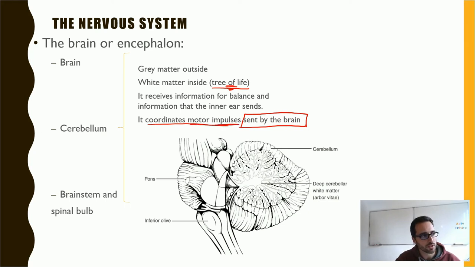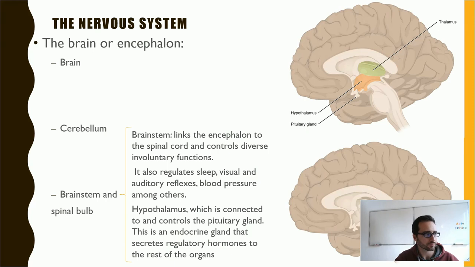Okay, this component of the brain can be stimulated by practicing exercise. So in people who practice sport, this cerebellum is going to be more developed. So sports help your cerebellum to develop. So let's continue. And now the brainstem is the most complicated part of the encephalon.